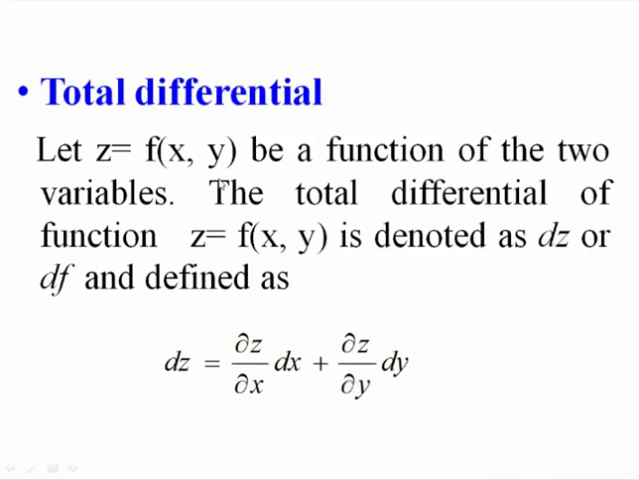Let z is equal to f of xy be a function of two variables. The total differential of the function z is equal to f of xy is denoted as dz or df, and it is defined as dz is equal to del z by del x times dx plus del z by del y times dy.